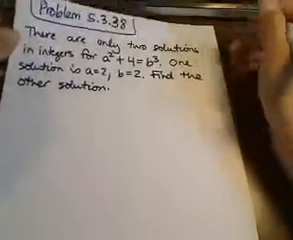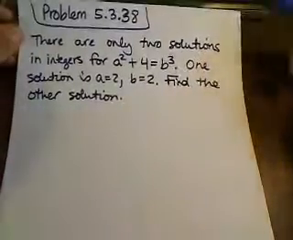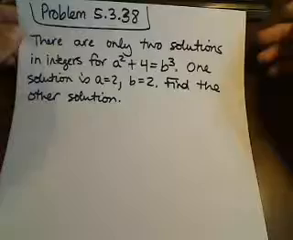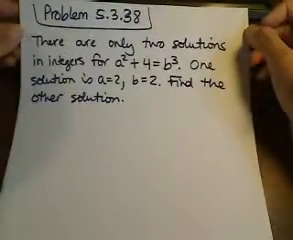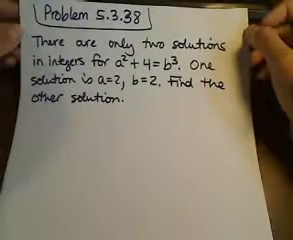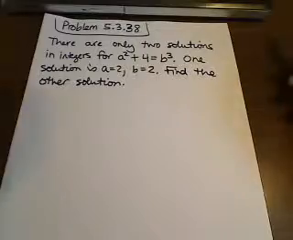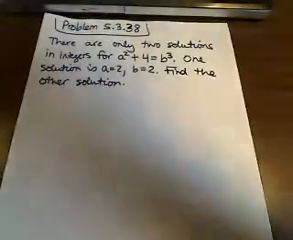Okay, so this is problem 5.3.38, and they tell us that there are only two solutions in integers for a squared plus 4 equals b cubed. They tell us that one solution is when a equals 2 and b equals 2, and they want us to find the other solution. There really is no process for this other than just trial and error. This is a number sense kind of problem.